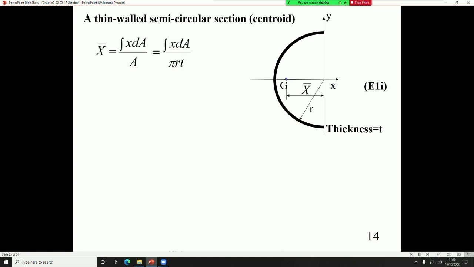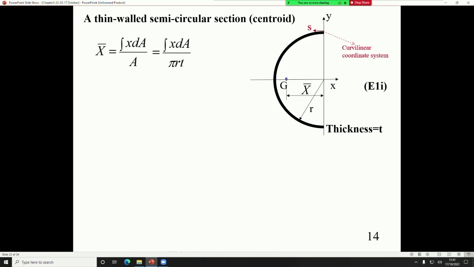Now we move on to the top one. Based on what we did earlier, I change the integral of x dA to a double integral of x dx dy. Now, the section is thin. We can make some approximation. First of all, we can use a curvilinear coordinate system. What is a curvilinear coordinate system?